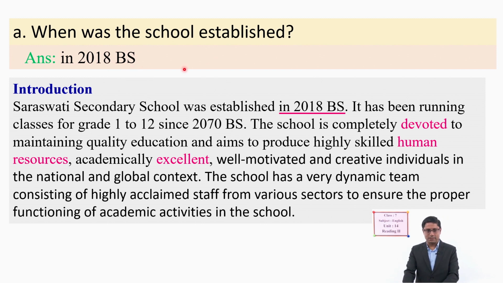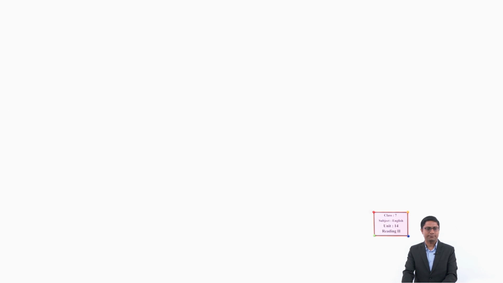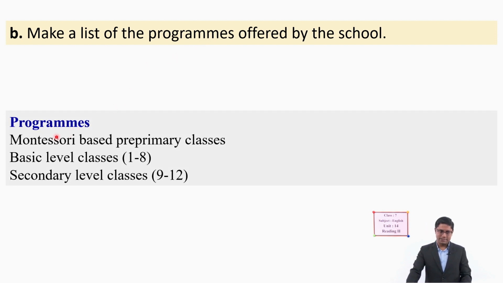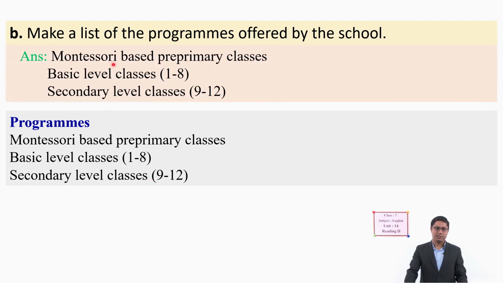Very well done, dear students. Let us see the next one. B. Make a list of the programs offered by the school. Where can you find the answer? Okay, you need to look at the program section mentioned in the prospectus. Let us see. You can see these things. So, we have already discussed Montessori based primary classes, basic level classes, secondary level classes. So, what is the answer then? Okay, you need to mention all these things: Montessori based primary classes, basic level classes, grade 1 to grade 8, secondary level classes, grade 9 to 12. Okay, very good.